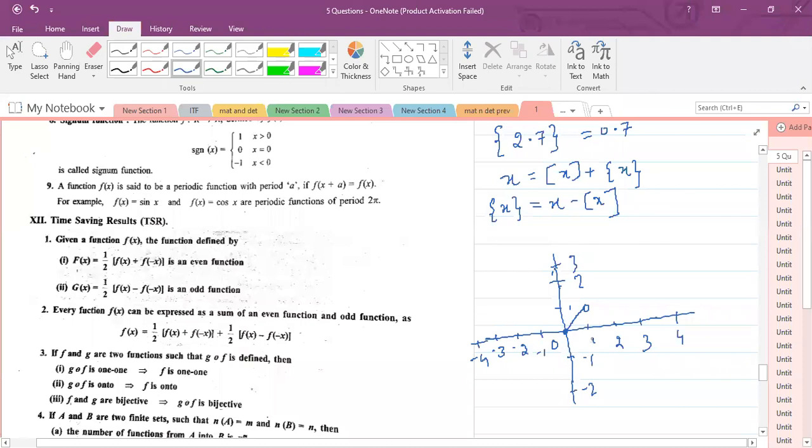Then if you give the input as 1, the output will be 0. If you give 1.1, again 0.1, therefore it is just like this.